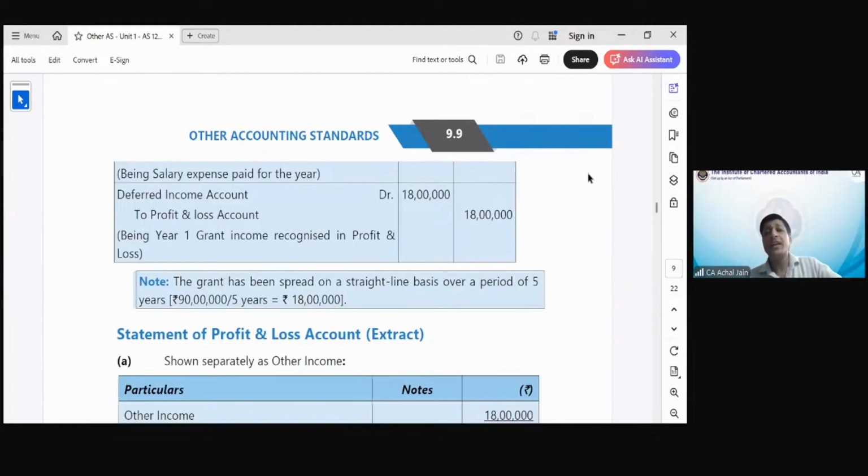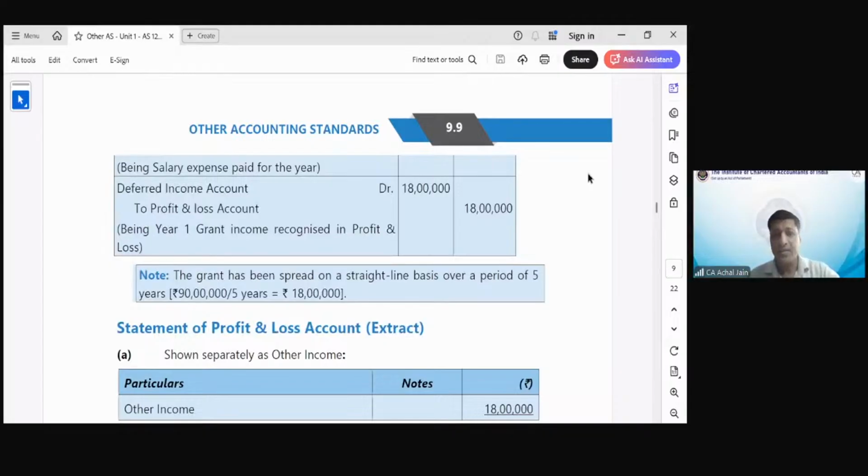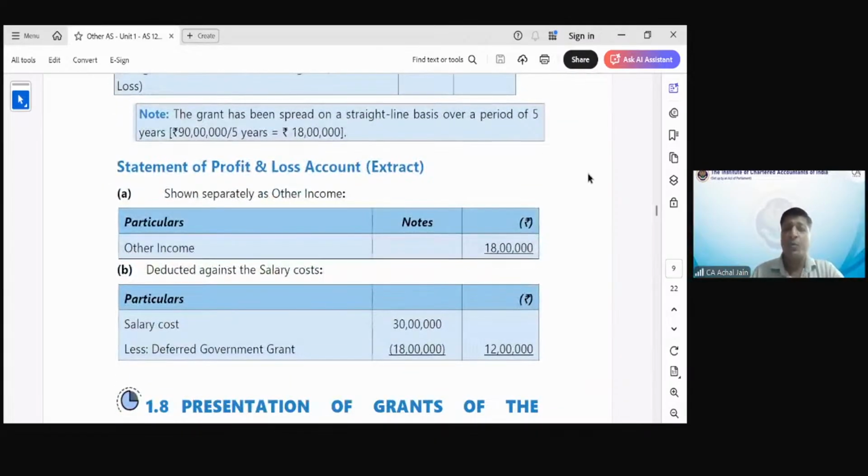In which case you'll say deferred income debit 18 lakhs to salary expense, salary 18 lakhs. Okay. So either of these approaches I would say will be absolutely correct. Now, when it comes to the P&L extract in this case, so what will happen? Now in the P&L abstract, in the second case scenario, can you show this as other income? No. No, sir. Now the only presentation criteria that you'll have to show will be this second one.